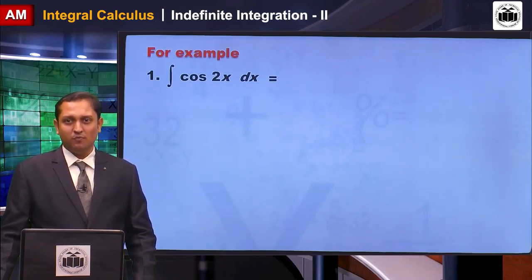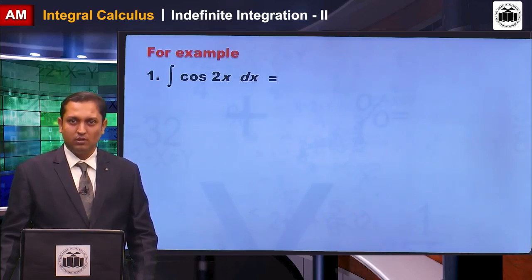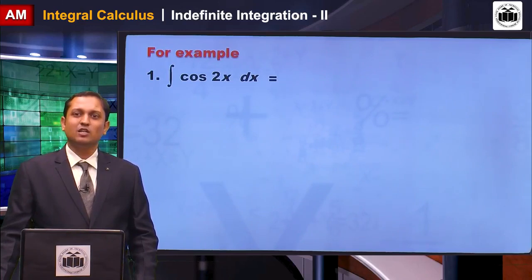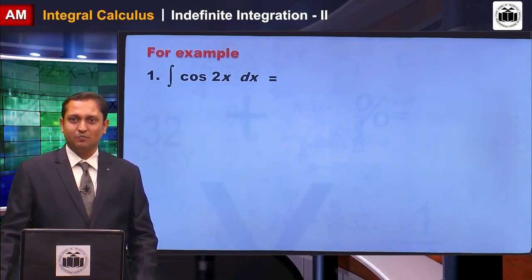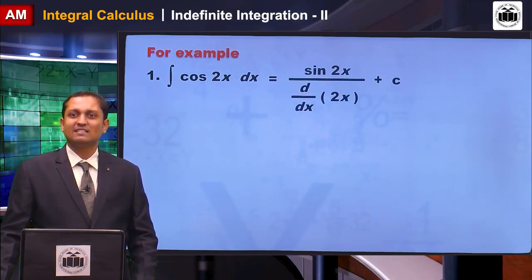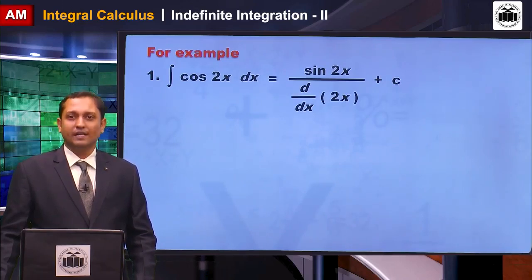Now, as per my 2-point solution, the formula remains the same. So what is the formula for integral cos x dx? The formula for integral cos x dx is sin x plus c. So here also the formula will remain sine. So we will get the answer as sin 2x, that is the formula for integral cos 2x. And then in step number 2, we divide the answer by the derivative of the composite part to get the final answer.